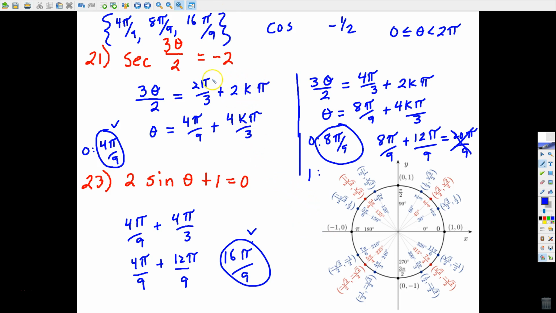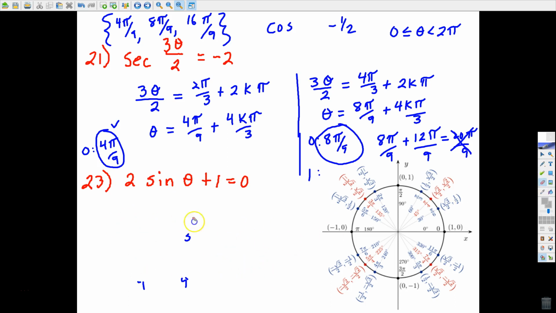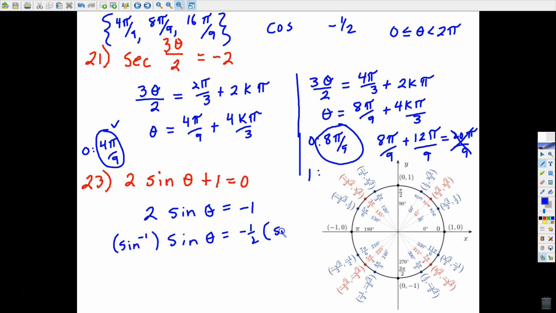So only when I'm multiplying something times theta, that's the only time that I'm going to need to go through this extra process. For problems like number 23, you just work on getting theta by itself. Okay, so I'll just run through this one real fast because these are quite a bit easier. So I start by subtracting 1 from both sides. Then I divide 2 on both sides. And now to get theta by itself, I use the inverse function of sine, which is inverse sine.